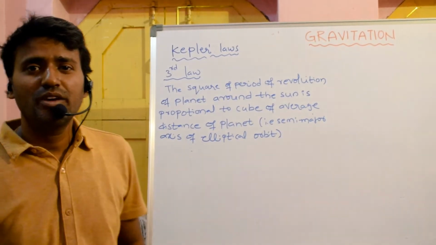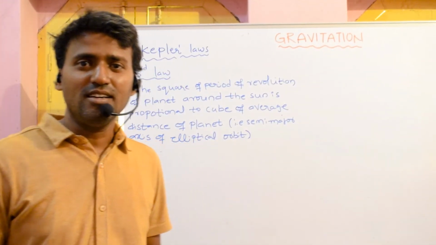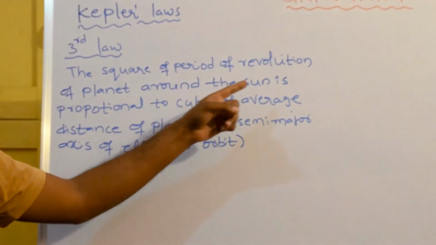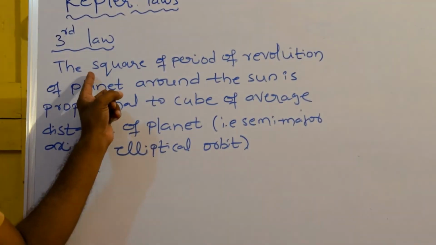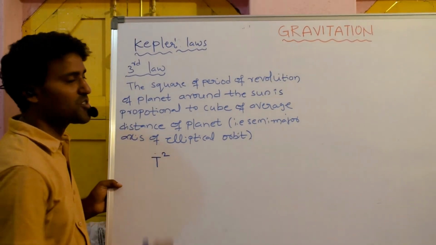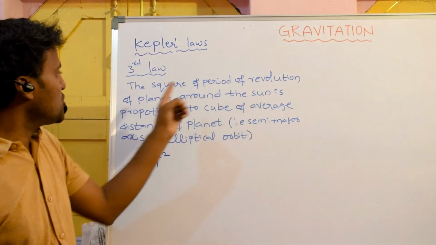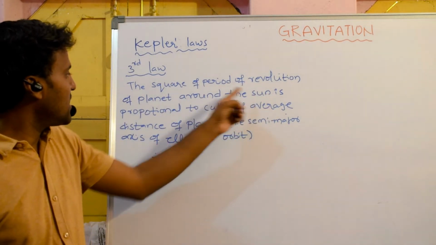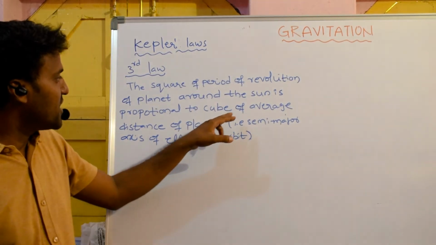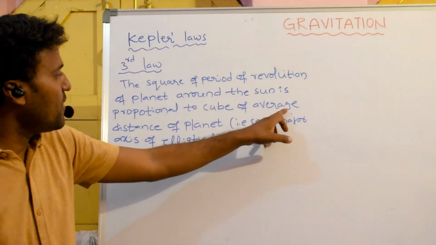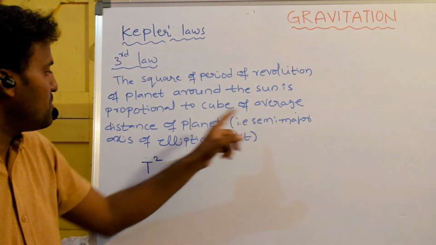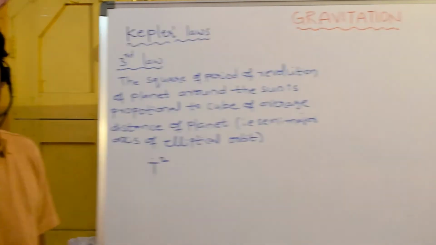Okay. Now we can discuss Kepler's third law. Kepler's third law: the square of the time period of revolution of a planet around the sun is proportional to the cube of the average distance of the planet, which, within the bracket I mentioned, is the semi-major axis of the elliptical orbit.